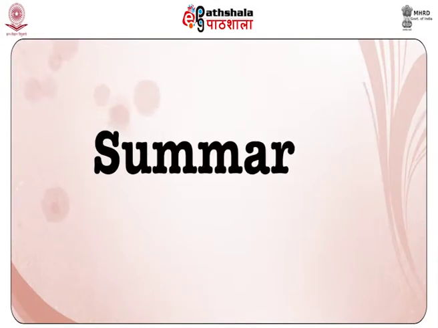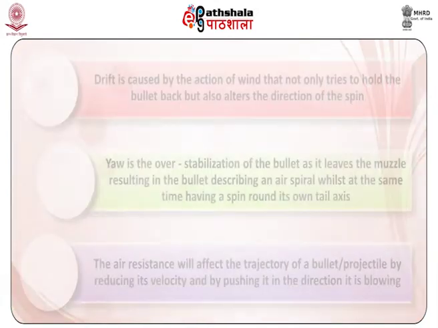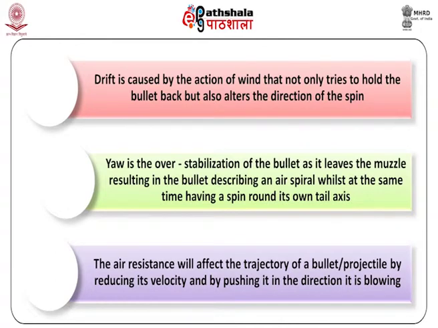Now, students, let us summarize this chapter. In this chapter, we have learned that drift is caused by the action of wind that not only tries to hold the bullet back but also alters the direction of the spin. Then we have come to know that yaw is the overstabilization of the bullet as it leaves the muzzle, resulting in the bullet describing an air spiral whilst at the same time having a spin round its own tail axis.